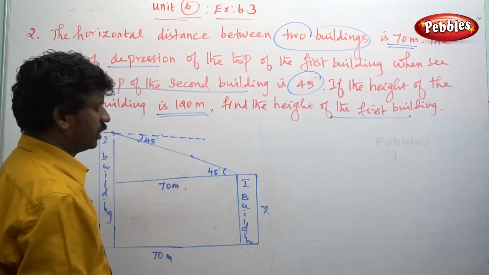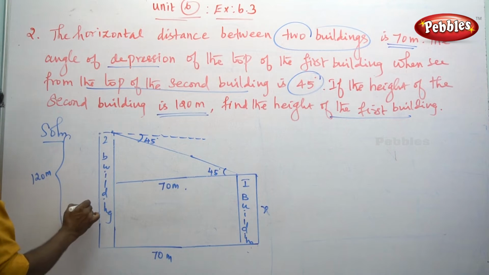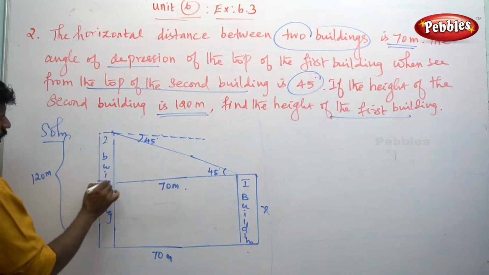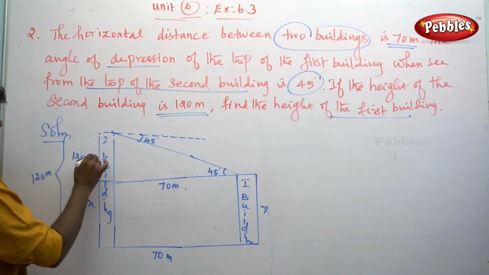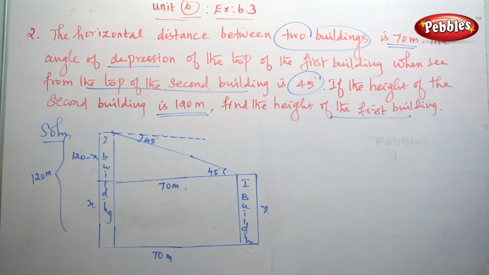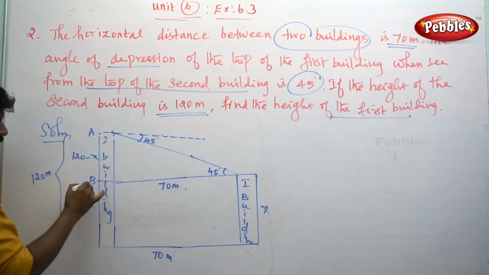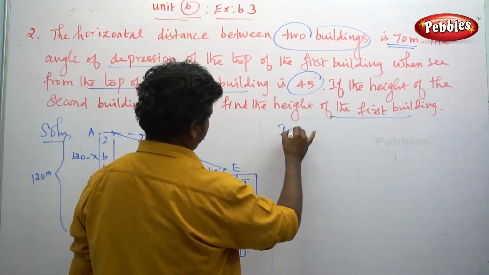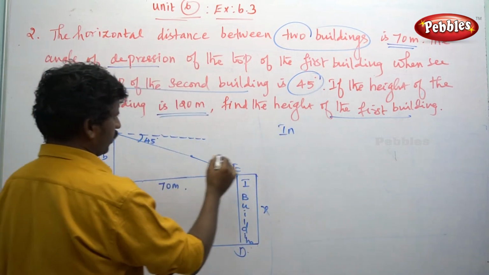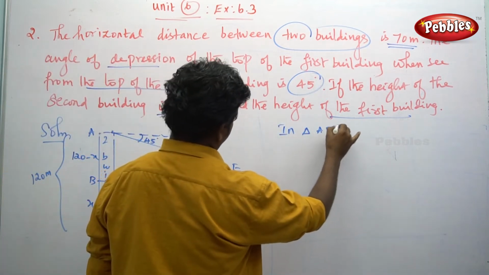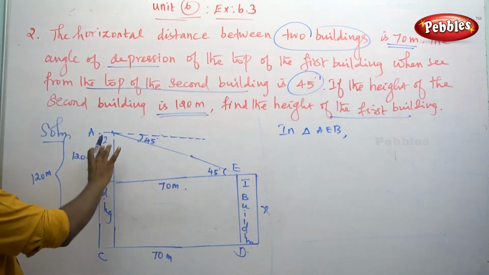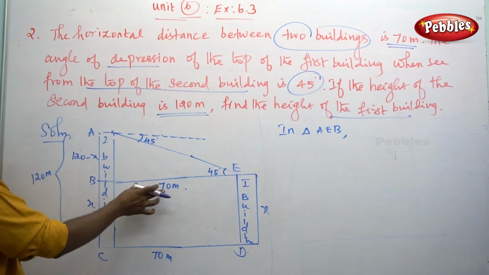We take it as x. Here x, so it is the same length, right? Here also x. Then the whole length is 120 meter, and this is x up. So here this is 120 minus x, 120 minus x. Now give the names A, B, C, D, E. Now in triangle, we take this AEB, triangle AEB first, right? So now look what happens. So this is opposite 120 minus x, adjacent 70.